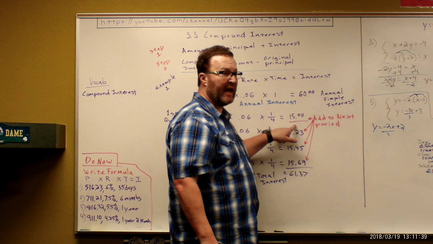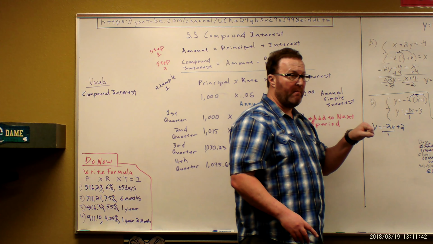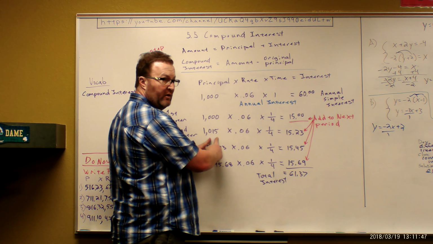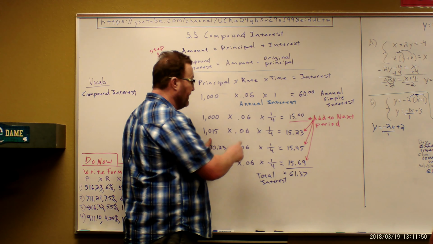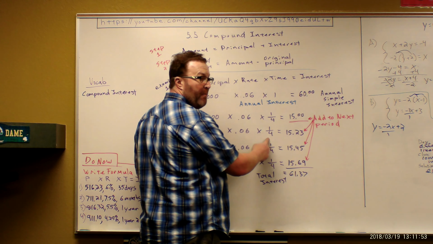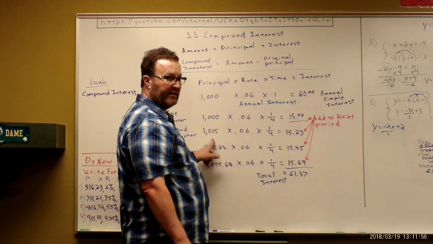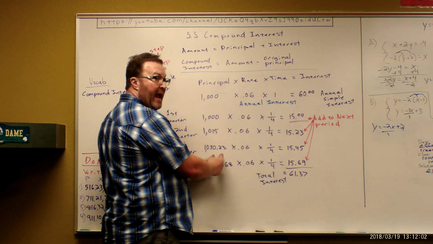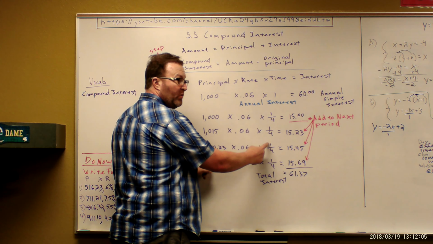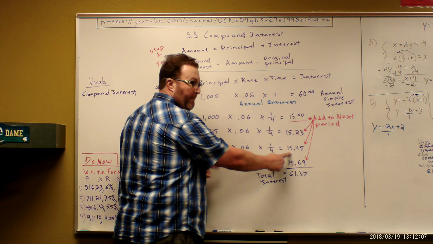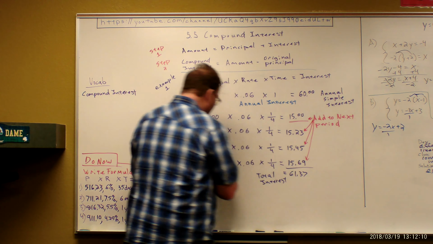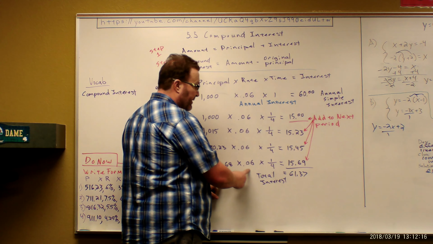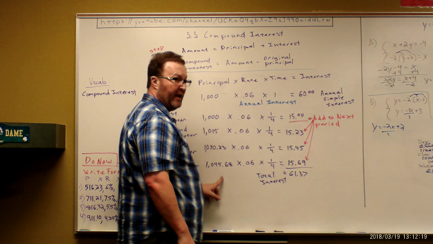So now, this is all that's happening. We take this $15 that's been made, we add it back to the $1,000. Now we're starting with $1,015, and we're going again. $1,015 times 0.06 times 1 divided by 4 is $15.23. Okay? Then we take the $15.23, we add it back in again, times it by 6%, times 1 divided by 4, we get $15.45. Then we take the $15.45, we add it back in, so now we have $1,045.68 times 6%, 1 over 4 equals $15.69.